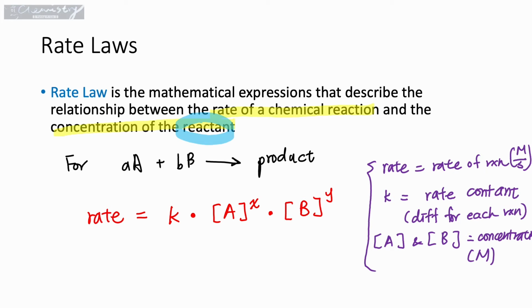And then we have the x and y. Note that these are not the coefficients. x and y are completely different numbers, and they are called the reaction order. We're going to talk about what this is later too. There's no unit to the reaction order. But again, remember, x and y are not a and b. They're completely different things.